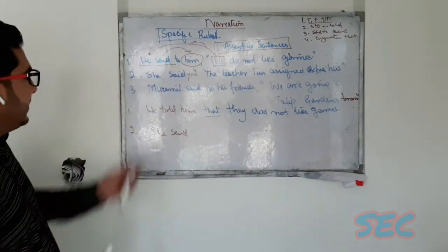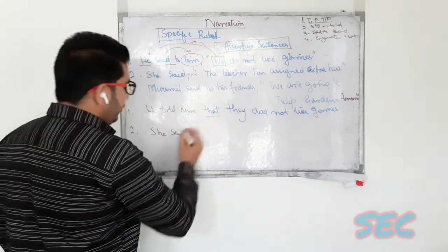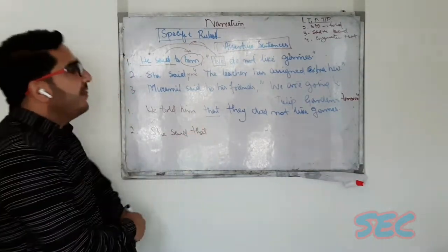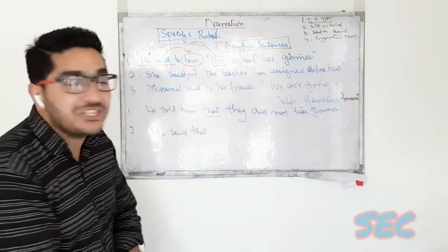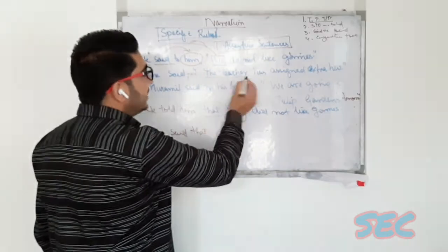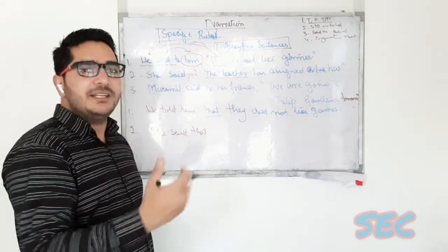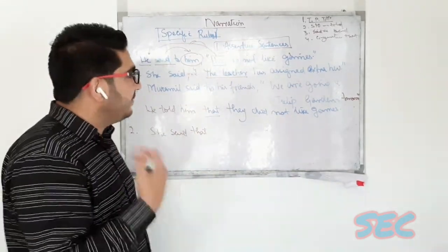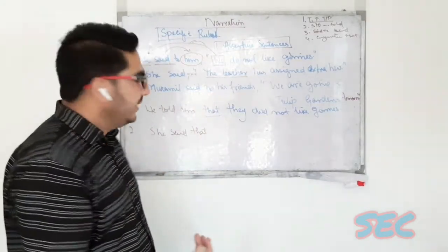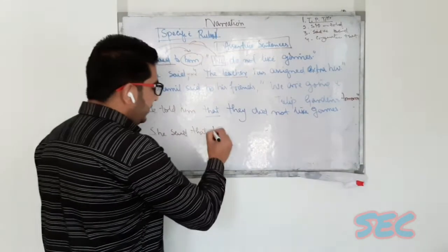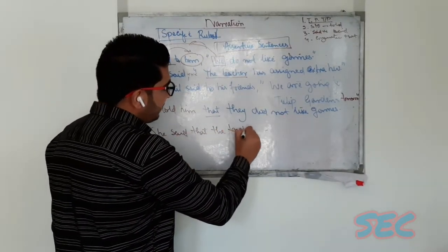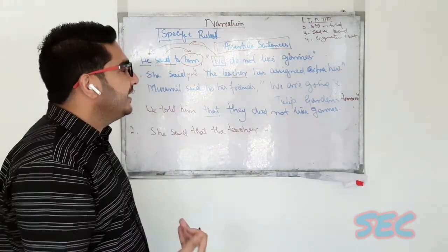Now second sentence. She said. So there is no object. It will not be changed into told. So she said that the teacher has assigned extra homework. So the subject, it is neither first person nor second person. It is third person. The teacher. So it will remain the same. She said that the teacher has assigned extra homework.